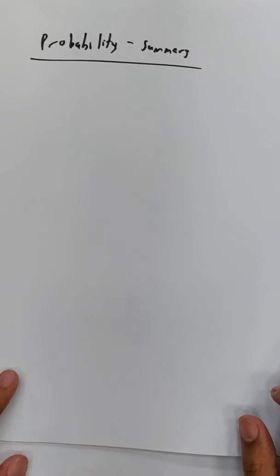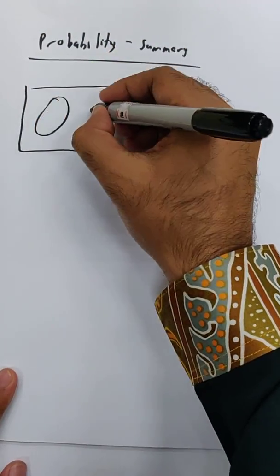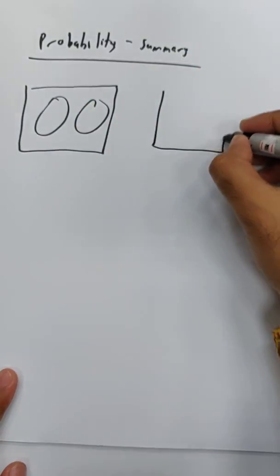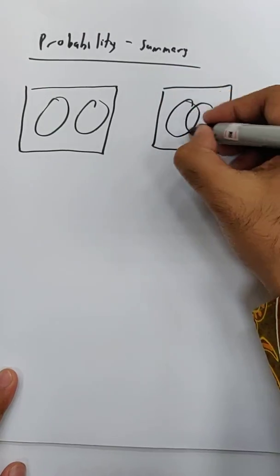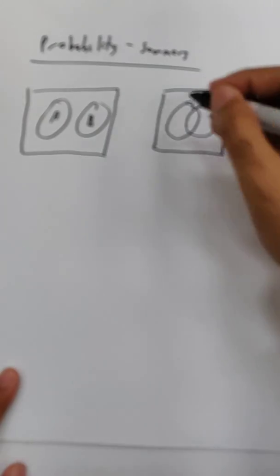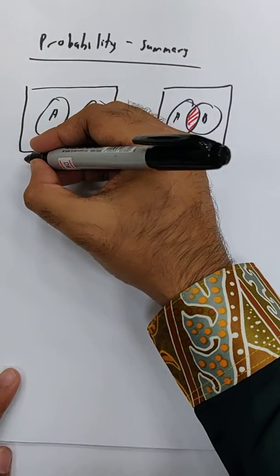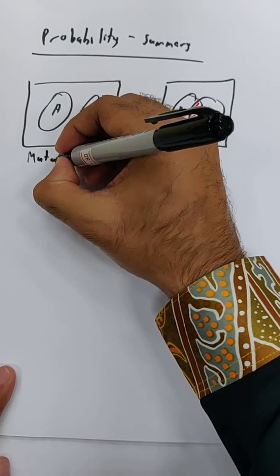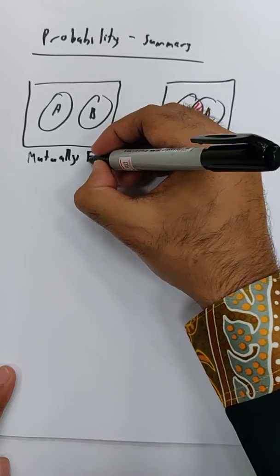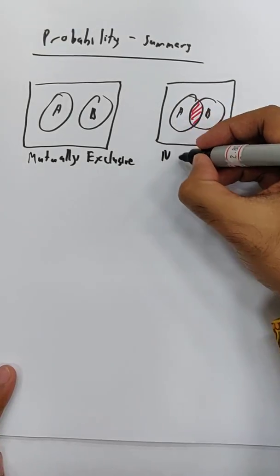I think the best way for me to start this chapter is by telling you there are two types of probability. The first one, it doesn't touch, and the second probability, it touches over here. This is what we call mutually exclusive, and this is not mutually exclusive.